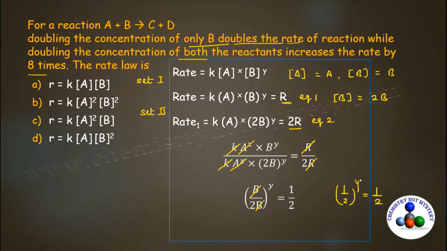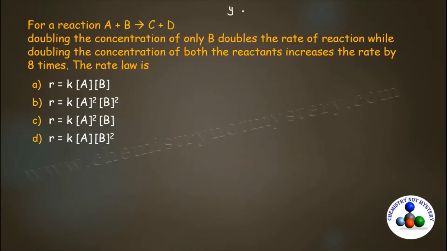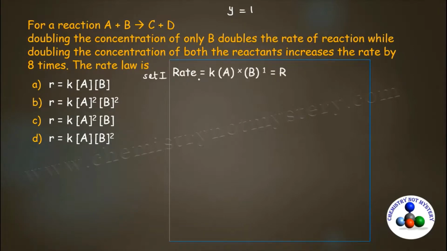Means the value of y will be equal to 1. So we have just calculated the value of y, that is equal to 1. Let's consider set 1 again. For set 1, rate is equal to K, A raised to the power x, B raised to the power y. Here I have placed the value of y, that is equal to 1, is equal to R.